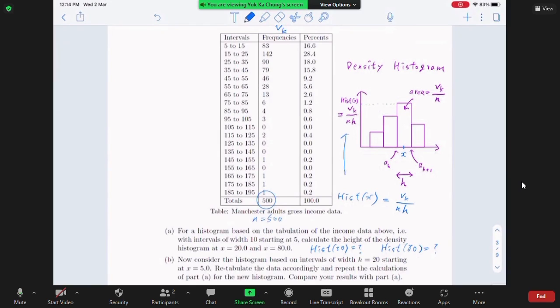Because we have standardized it into total area equal to 1, we need to divide everything by the total. So the whole area will be equal to 1. That's why it's a proper density.